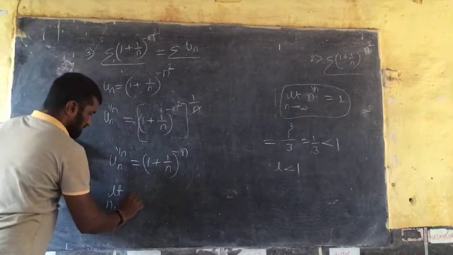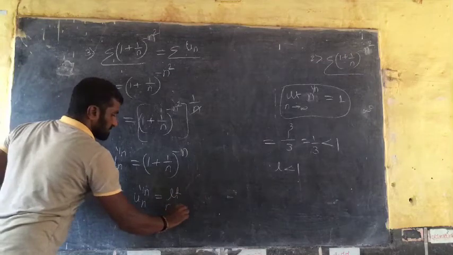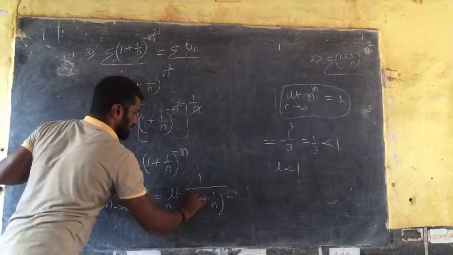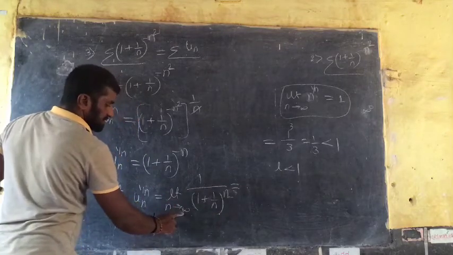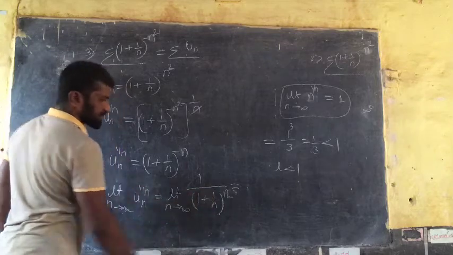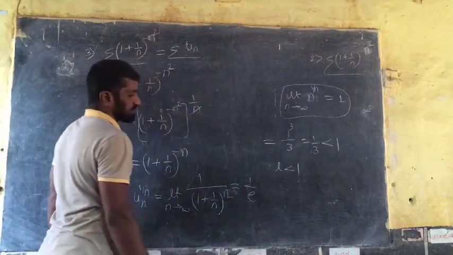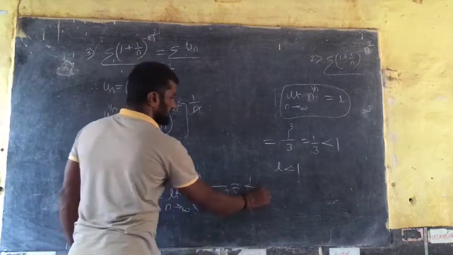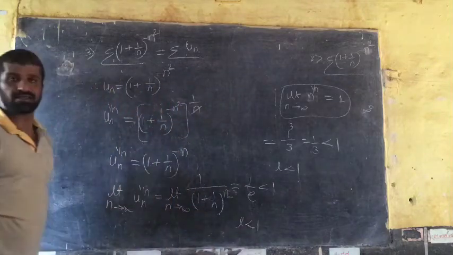So the limit as n tends to infinity of u n raised to 1 by n equals the limit of 1 divided by 1 plus 1 by n raised to n. This value is the limit of n tends to infinity of 1 plus 1 by n raised to n, which is e. So 1 by e, and e value is 2.7 something. So 1 divided by 2.7 is less than 1, it means L is less than 1. So this series is convergent.